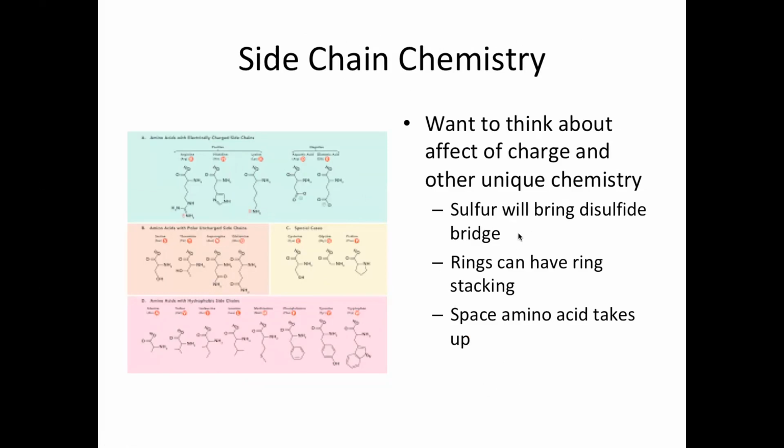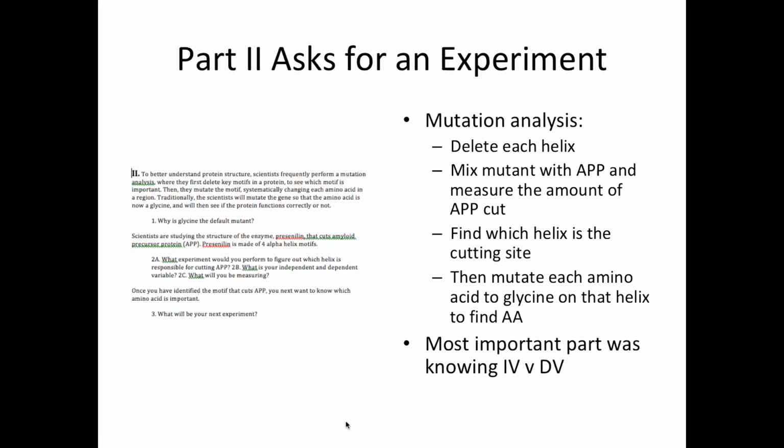And then you also want to think about the space that they take up. So if we're changing from, let's say, a glycine, which is our smallest amino acid, to something like a tryptophan, which is really, really big, now that can't be as tightly packed in a globular protein, for example, right? Because it just takes up a lot more space. So you want to think about what kinds of interactions are going to change, both with charge, polarity, and with space.